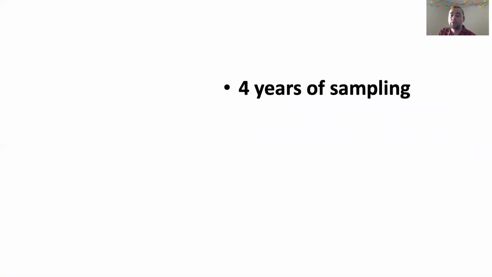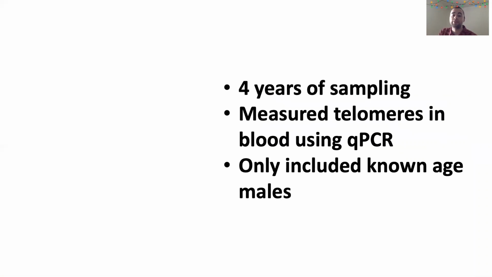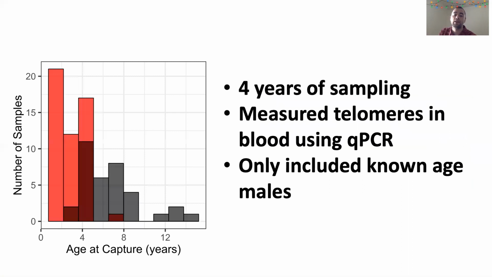And so to look at the telomere dynamics, we sampled males. We collected blood samples over the course of 4 years. We measured telomere lengths in the blood using qPCR. And in the analyses I'm going to talk to you about today, we only included known age males, so males of known chronological age. And here's a histogram of our data set. You can see that our samples spanned quite the age range.